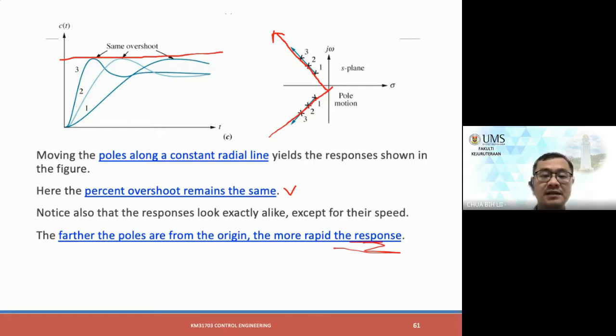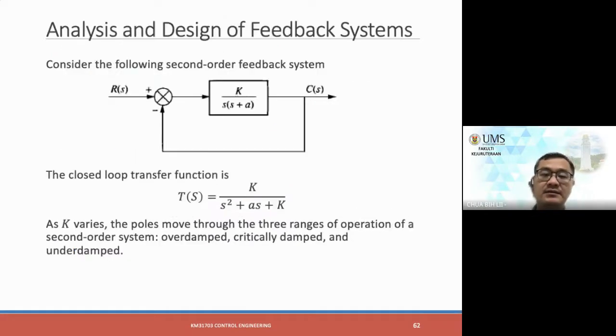So that is the characteristic of a second-order system and how it changes when we move the roots from one point to the other, vertically, horizontally, or along the radial line. So I think that's all for this.